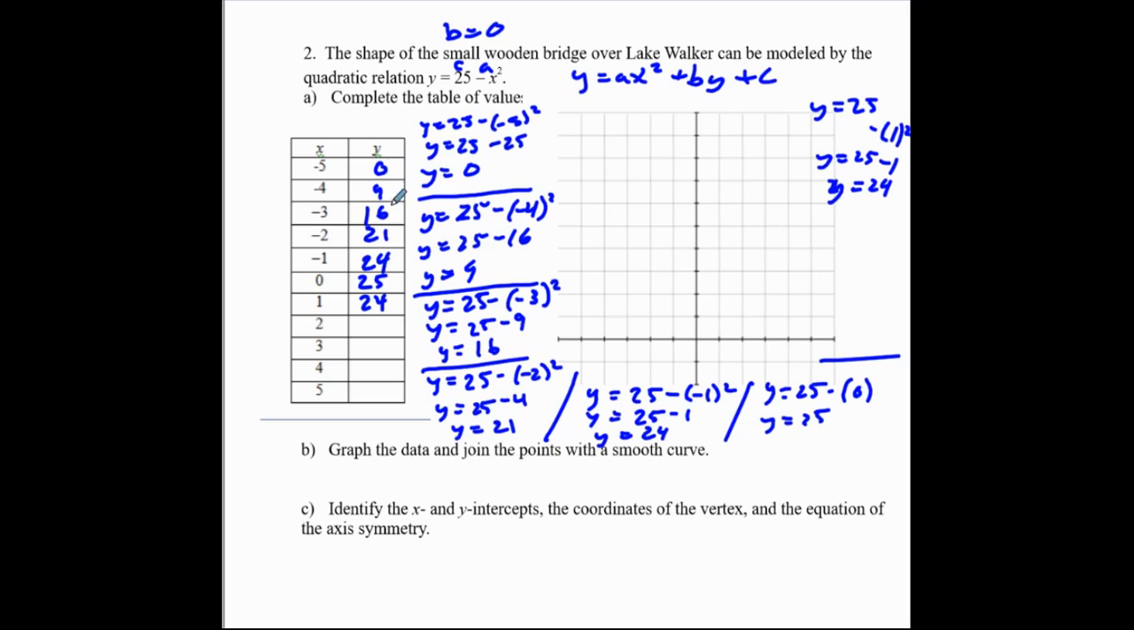It's now peaked at 25 and starting to come down again. That's kind of important because that peak is telling us what? Think about that. That peak is telling us one of the things we're looking for: where the vertex is. So right away we know this is our vertex.